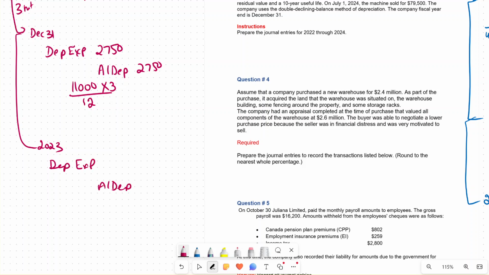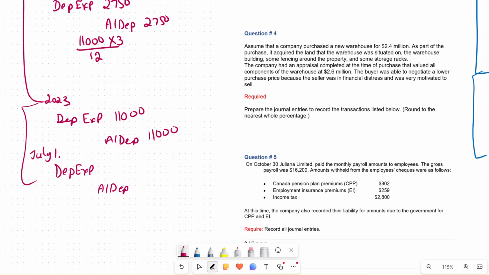When you go to your next year, in 2023, debit will be your depreciation expense, credit will be my accumulated depreciation. That will be for the full year. Then you go to 2023, it will be for only 6 months. Debit will be your depreciation expense, credit will be my accumulated depreciation, and your 11,000 was a full year. We have to convert it into months times the 6. 11,000 divided by 12 times your 6 will give me 5,500.